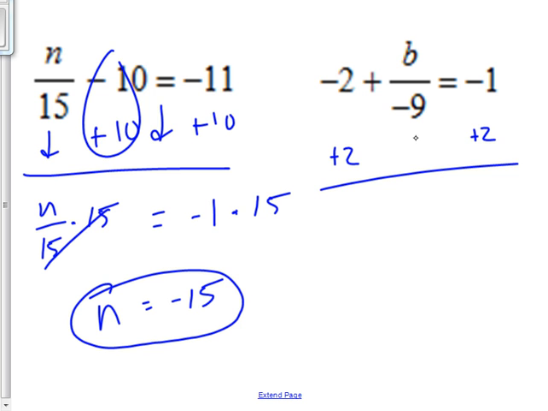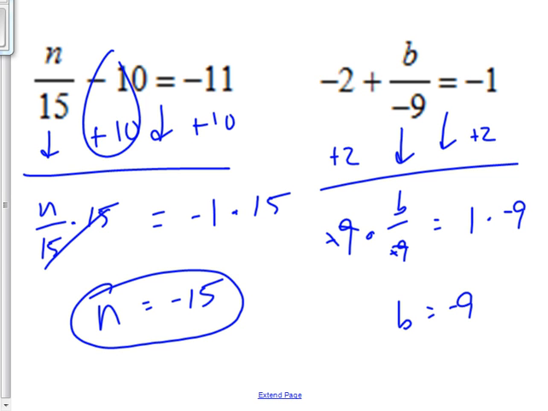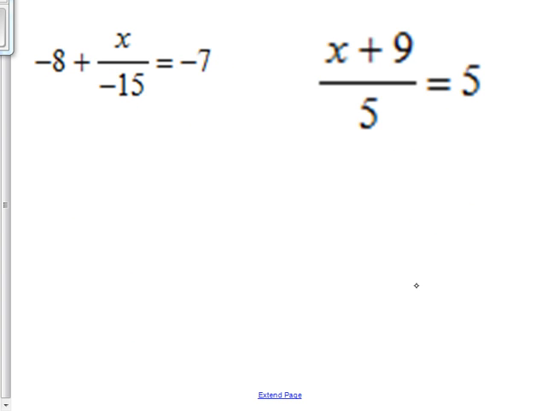All right, draw my line in there. Bring my b divided by negative 9 down. Bring my equals down. And I'm left with positive 1. Now, multiply by negative 9 on both sides to get rid of the negative and the 9. Negatives will cancel, 9's will cancel, and I'm left with my b is equal to negative 9. Okay, go ahead and check that. Negative 9 divided by negative 9, that's just 1. And then if I add negative 2, that would be negative 1. So that does work. You always got to check it.